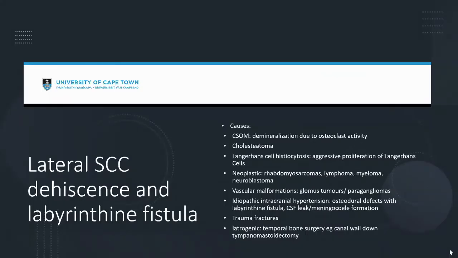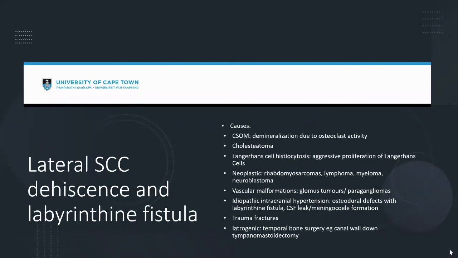So if we look at the causes of lateral semicircular canal fistula, in something like chronic suppurative otitis media, if you've got a long-term leaking ear, you can actually have demineralization of bone due to increased osteoclast activity. The other common thing I'm sure that we all are familiar with is cholesteatoma.